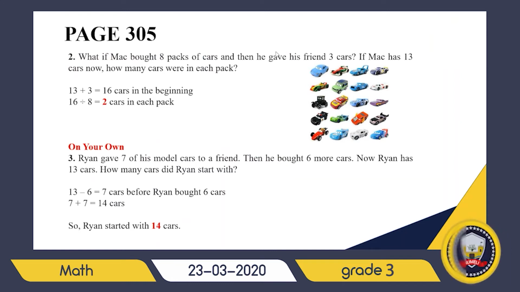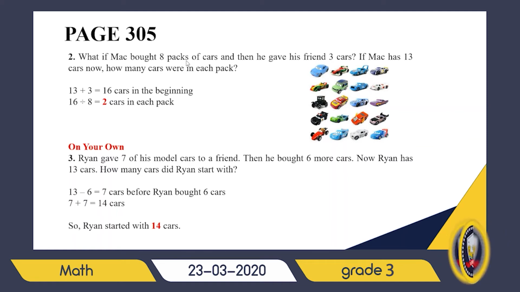Okay? So, if you give something to someone, you will lose it, okay? So, before giving 3 cars, how many cars does he have? He has 16 cars. After Meg gave 3 cars to his friend, he has 13 cars. Before he gave 3 cars, he will have 16 cars. In this problem, I need to do addition because this time Meg gives. But in the first question, his friend gave to Meg. Okay? So, 16 cars before Meg gave his friend 3 cars.